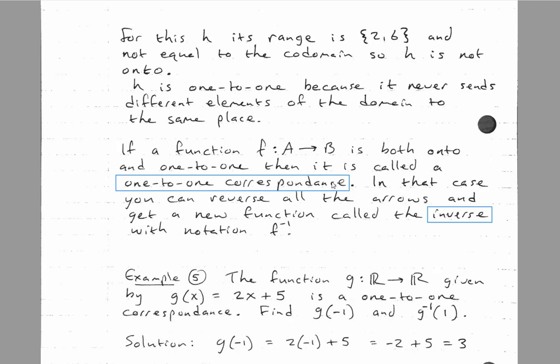Okay, so if you do have a bijection, if you have a one-to-one correspondence, that's the case where you can reverse all the arrows and get a new function. And that function is called the inverse, with notation g^(-1). It looks like a power, but it means the inverse.